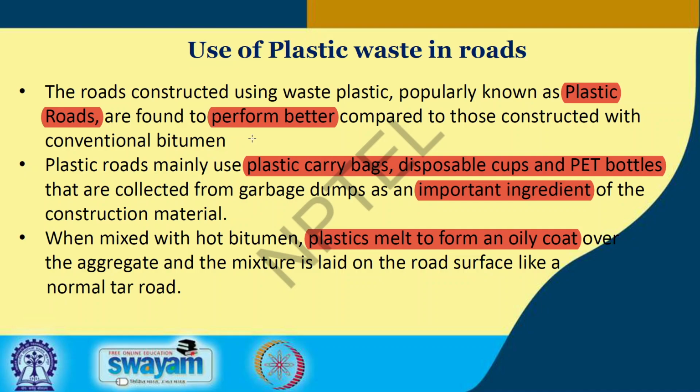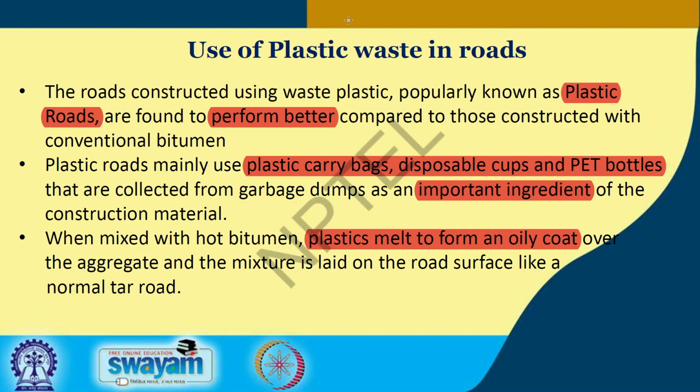You have studied bitumen pavements and concrete pavements, and plastic will be used along with the bitumen to increase its melting point. It will perform better, and you can reduce cracking, shrinkage, potholes, and this type of road issues. Plastic carry bags, disposable cups, and PET bottles, this type of plastic can be used. Thermoplastics we can use for plastic roads. Thermosets we can't use. This is the important ingredient for the construction material.